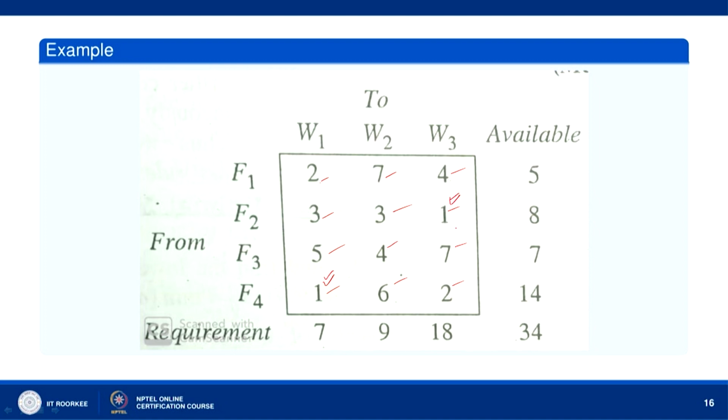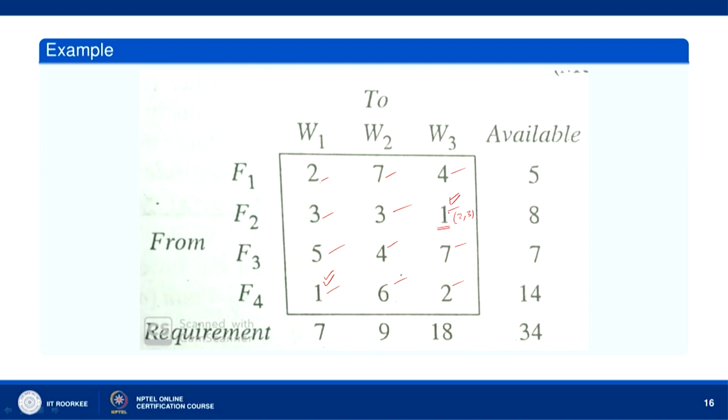We can select any one cell to begin. Suppose I choose the cell in the second row and third column, cell 2 3. In this cell the cost is 1 rupee for transporting a unit of product from source F2 to warehouse W3. We could have also considered cell 4 1, the fourth row and first column.